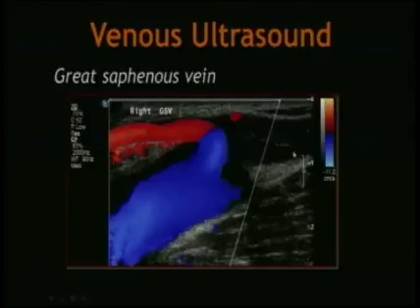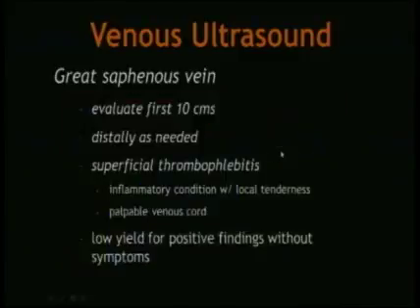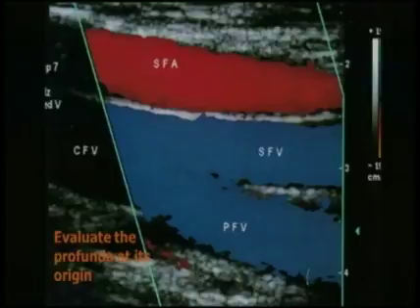You don't want to miss a thrombus like you see here in this image because of the proximity to the deep system. If this propagates into the deep system, this can result in a significant pulmonary embolus. However, superficial thrombophlebitis really is an inflammatory condition which presents with local tenderness, usually lots of pain, and a palpable venous cord. In the absence of those symptoms, we will not look at the distal great saphenous vein because there is a low yield for positive findings without symptoms.